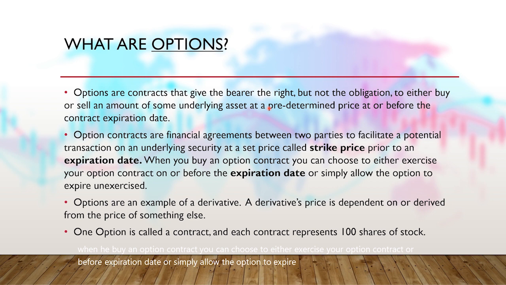Options are an example of a derivative. A derivative's price depends on, or is derived from, the price of something else. A simple example is wine is a derivative of grapes. Fruit juice is a derivative of the underlying fruit. And finally, options are a derivative of stocks. One option contract is called a contract, and each contract represents 100 shares of the stock.